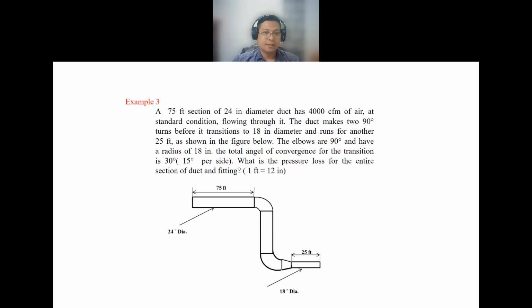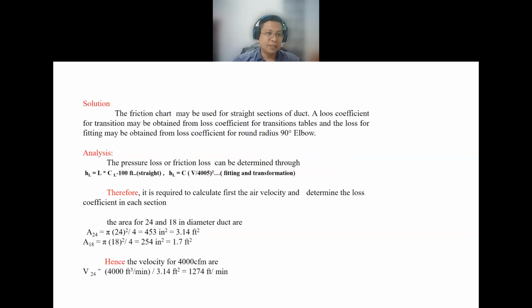Okay. The elbow and so on. What is the pressure loss for the entire section of the duct fitting? 1 feet, 12 inch. So how much is the total pressure loss? Okay, back to the formula of pressure loss. So we can calculate part by part. So the straight part and the elbow part, and then we sum all the parts.